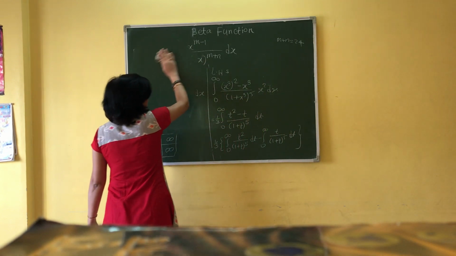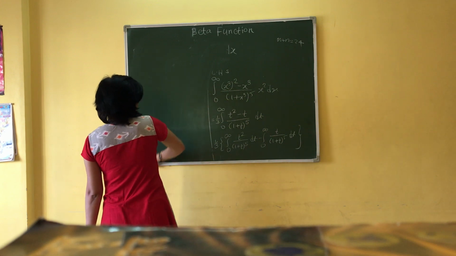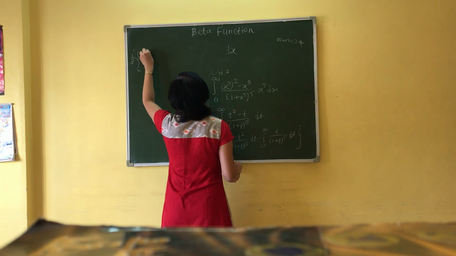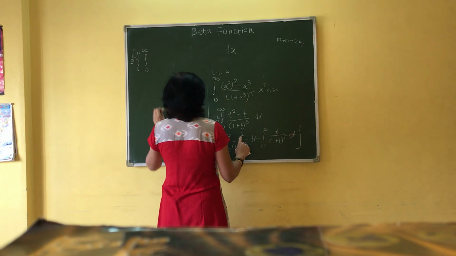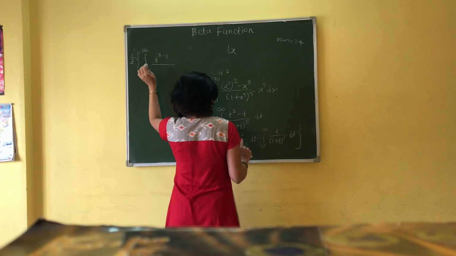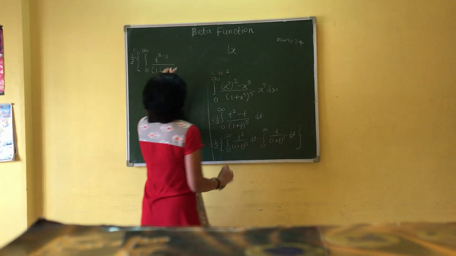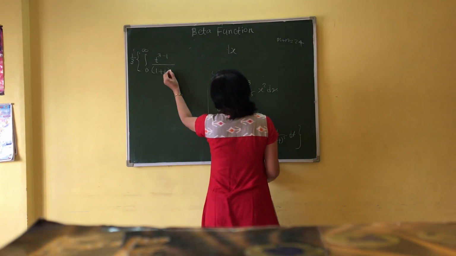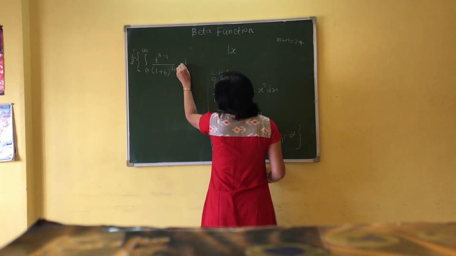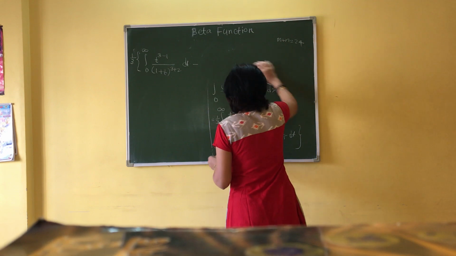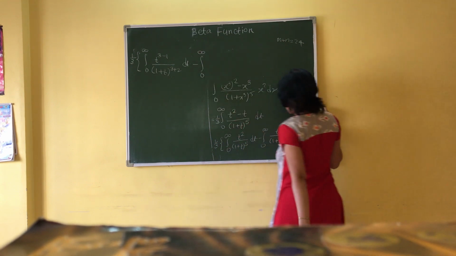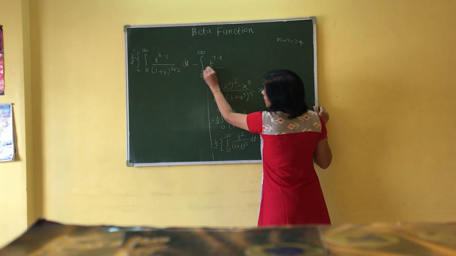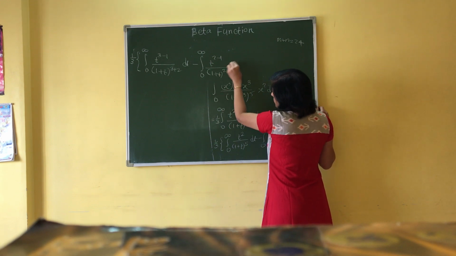Therefore, one by 3 into integration from 0 to infinity t square, write 2 in m minus 1 form, that is t raised to 3 minus 1 upon 1 plus t raised to m plus n. m plus n is equal to 5. Here the value of m is 3. m plus n is 5. Therefore n is 2, means 3 plus 2 dt, minus integration from 0 to infinity, write t raised to 1 in n minus 1 form, that is t raised to 2 minus 1 upon 1 plus t raised to 2 plus 3 dt.